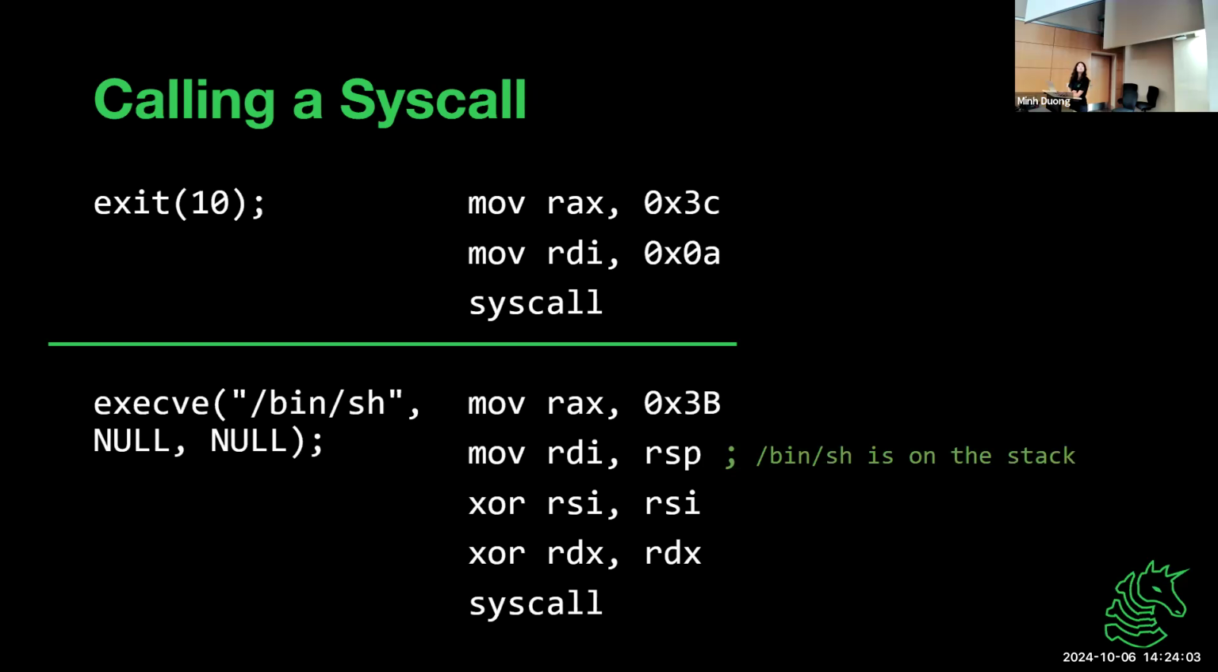And then I want to zero out these other two arguments, otherwise I might get into undefined behavior or it tries to access them and crashes. And then I call syscall. And then what will happen is that my program will just become a shell, and I'm able to access files, run other programs, and so on.